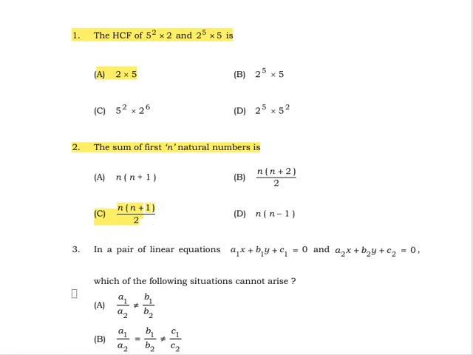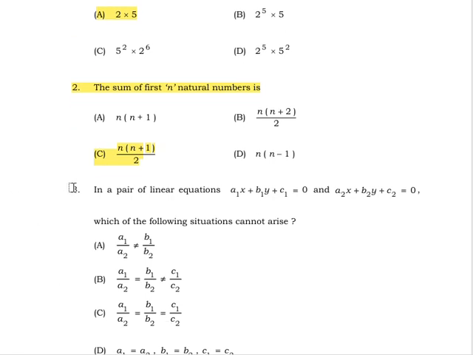So next one, the third question. In a pair of linear equations, a1x plus b1y plus c1 is equal to 0 and a2x plus b2y plus c2 is equal to 0, which of the following situations cannot arise? So you can observe here which of the following situations cannot arise. Which situation cannot arise for these two linear equations? So you should observe the options properly.